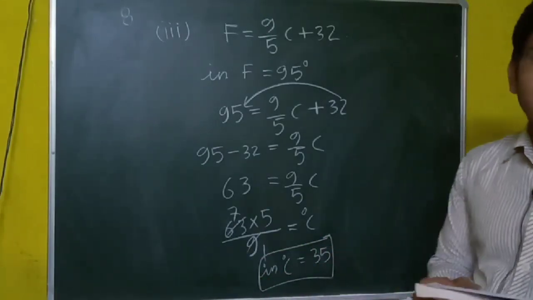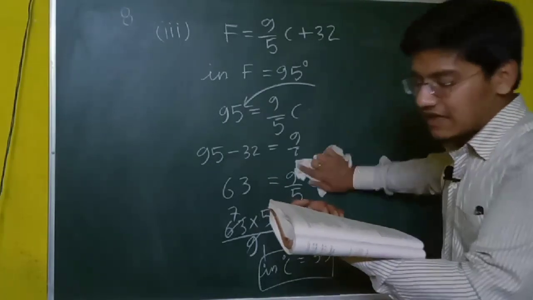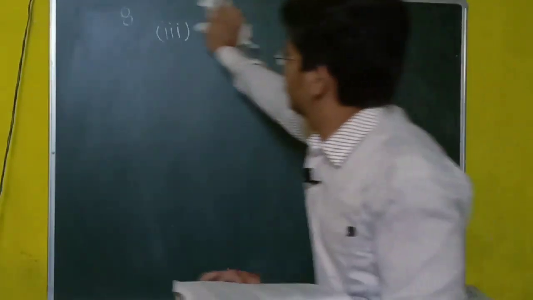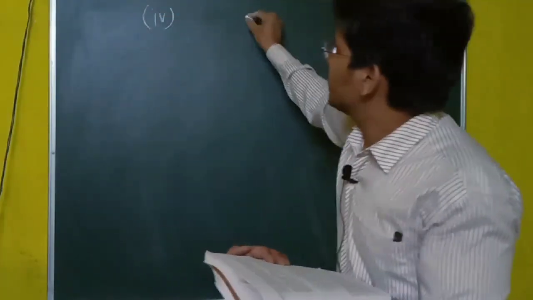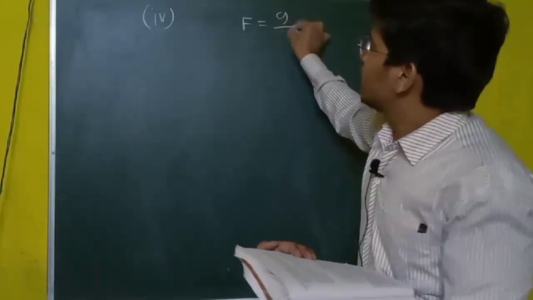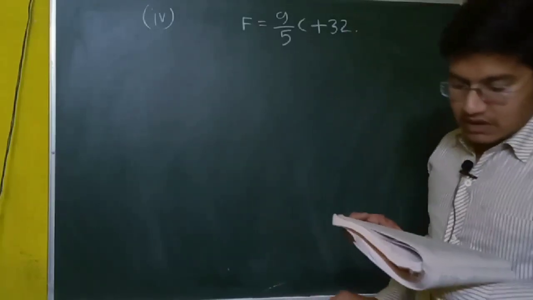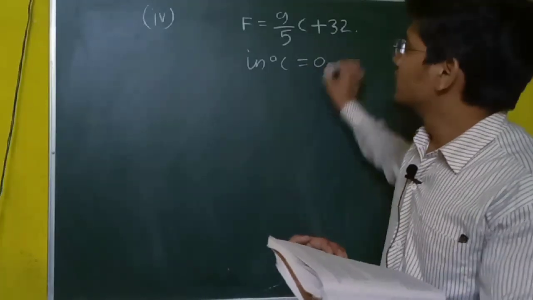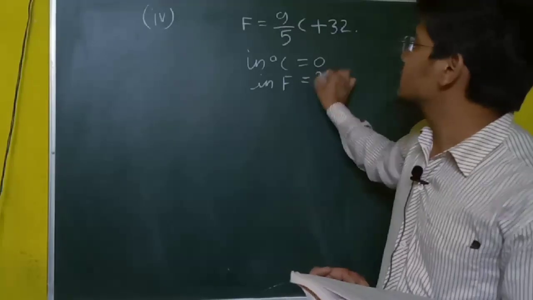Now the fourth question. There are two parts in the fourth question. The question says that if the temperature is 0 degrees Celsius, our equation is F equals 9 upon 5 C plus 32. They are giving us 0 in degrees Celsius, and we have to find the temperature in Fahrenheit, which is a question mark.